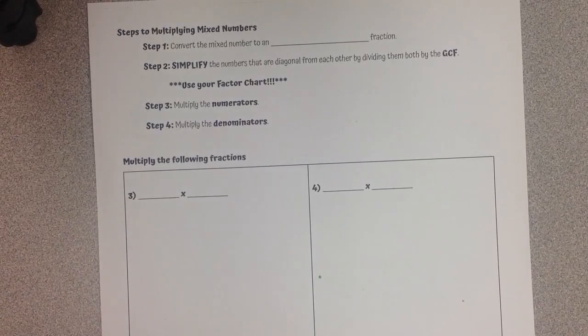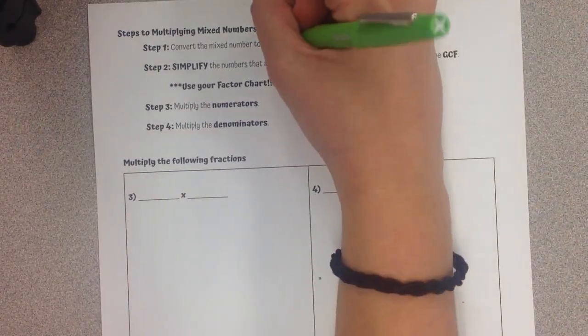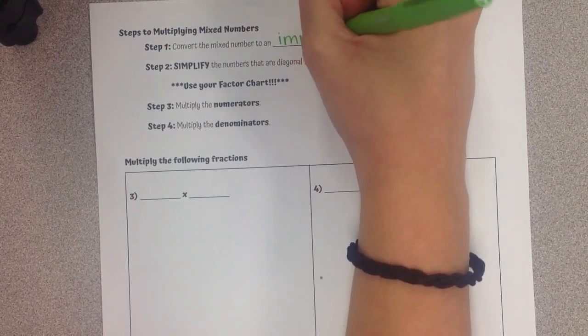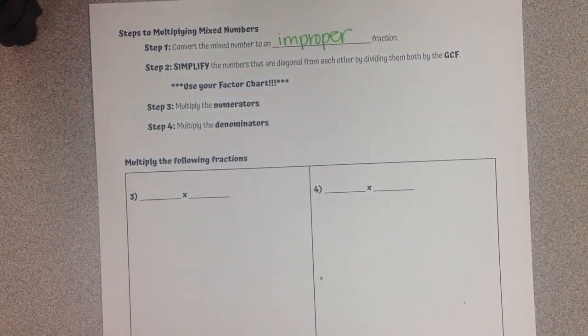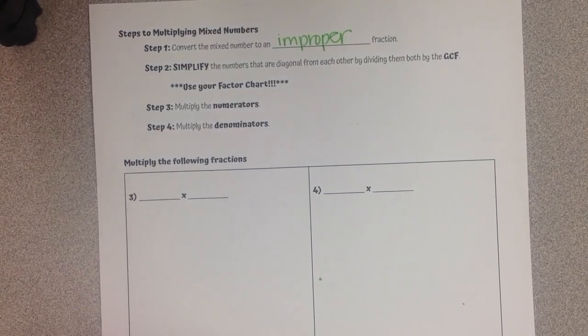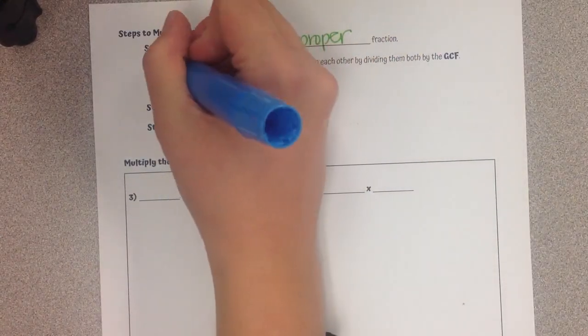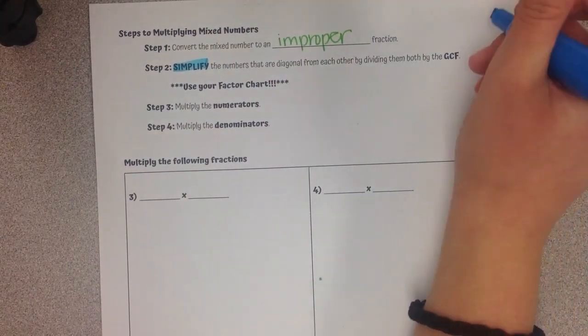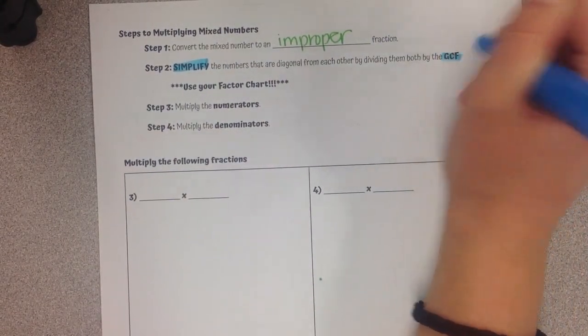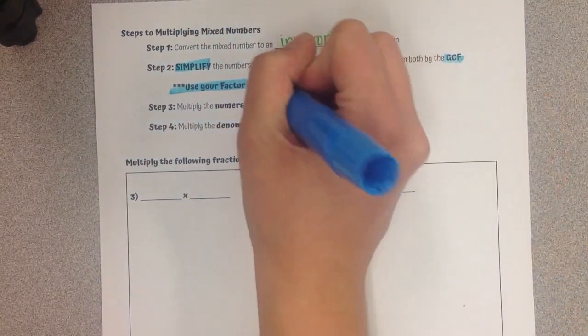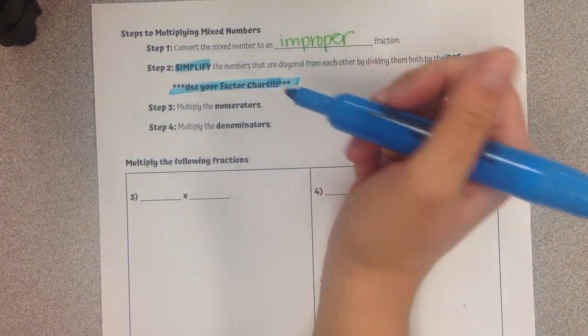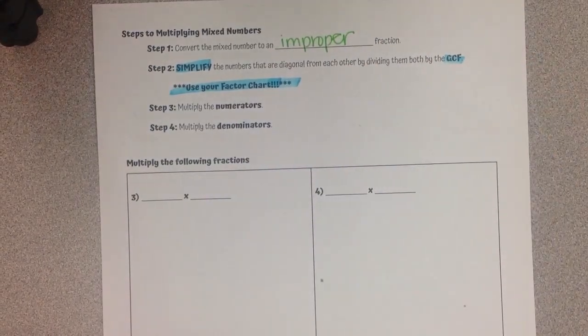Now we are going to be multiplying with mixed numbers. Okay, so there's a few more steps involved. So the first thing you need to do is convert mixed numbers, or any of your mixed numbers, to an improper fraction. Okay, then you're going to follow the same steps as before. You're going to simplify. You can do this by dividing by the GCF. You are allowed to use your factor chart. Then you're going to multiply the numerators and multiply the denominators.